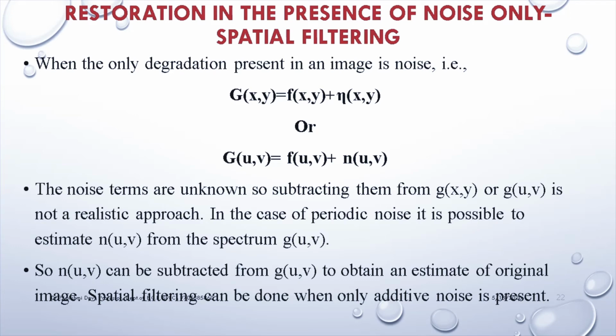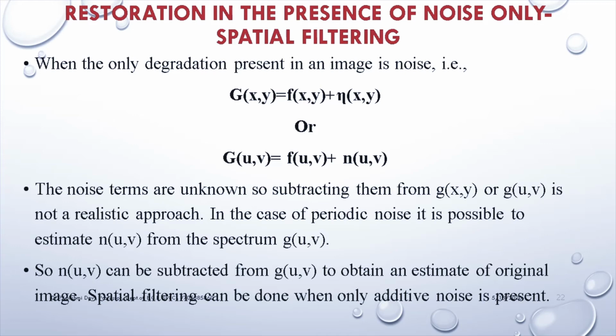The corresponding spatial domain formula is this. The corresponding frequency domain formula is G of uv is equal to F of uv plus, this is capital F, F of uv plus capital N of uv. The noise terms are unknown, so subtracting them from g of xy or G of uv is not a realistic approach. That means noise no one can predict. These are unknown in general. So subtracting this from g of xy or G of uv is not a realistic approach in order to extract the original image or restored image.